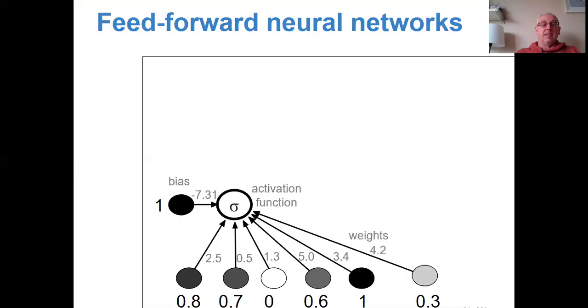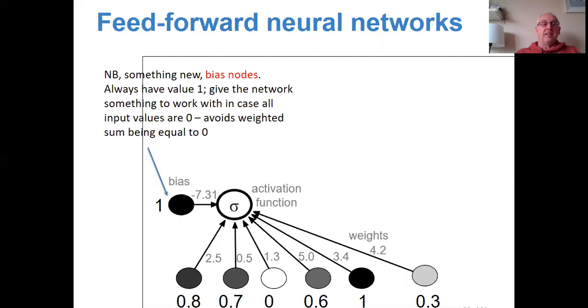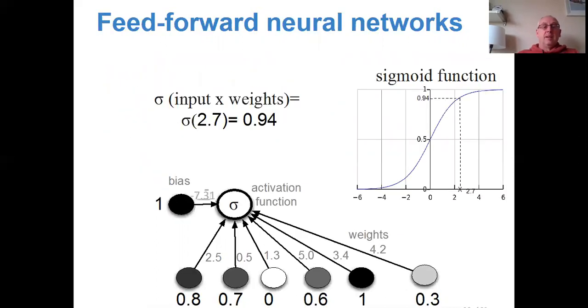So once we add that all up, we get a score of 2.7. We apply the sigmoid function to that. We can just look up, go along the x-axis, find 2.7, go up to the graph, and then read off on the y-axis the value for 2.7, and we get 0.94. So that will be the output from that particular hidden unit, okay?